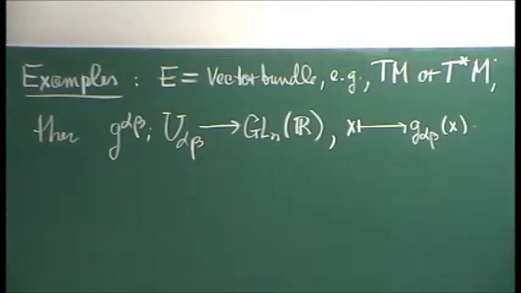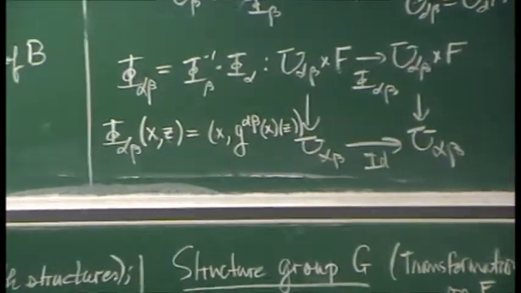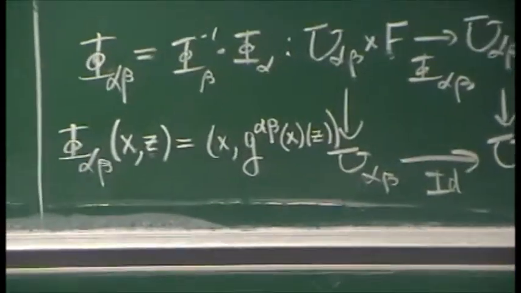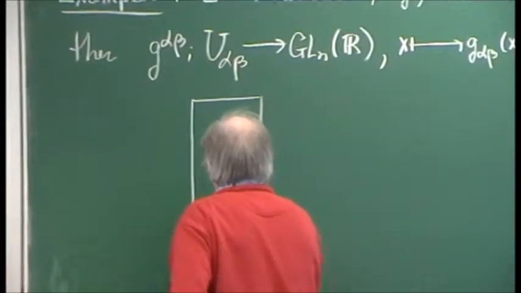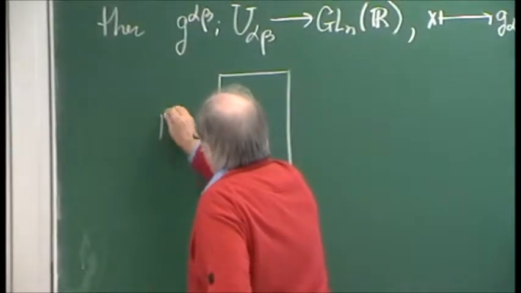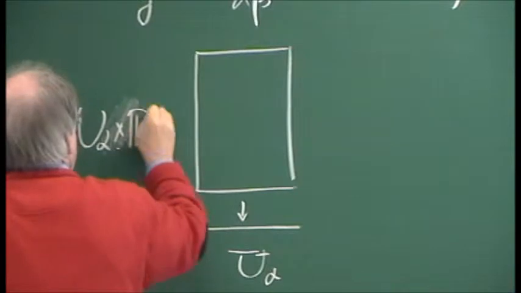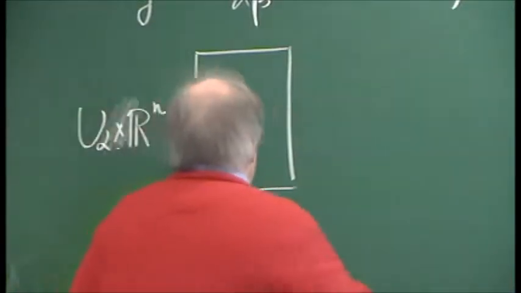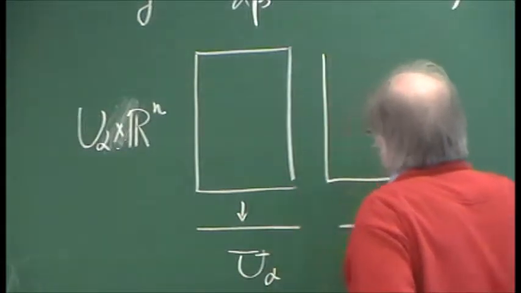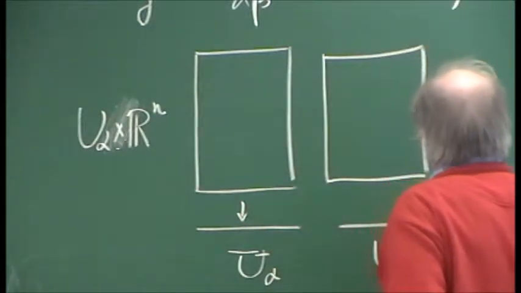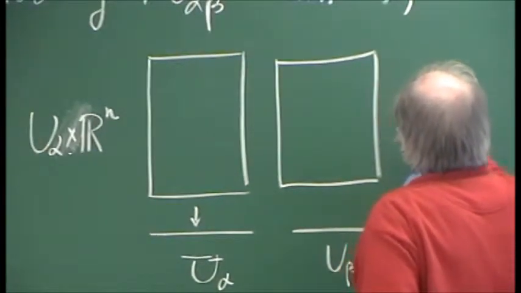Here, you see? Every x gets a transformation. You're changing coordinates in the fiber in some sense. So I want to draw a picture of this that everybody draws. Here's U alpha, and here's the vector bundle, let's say, U alpha cross Rn. And let's separate the picture here. Here's U beta cross Rn. This thing upstairs is U beta cross Rn.